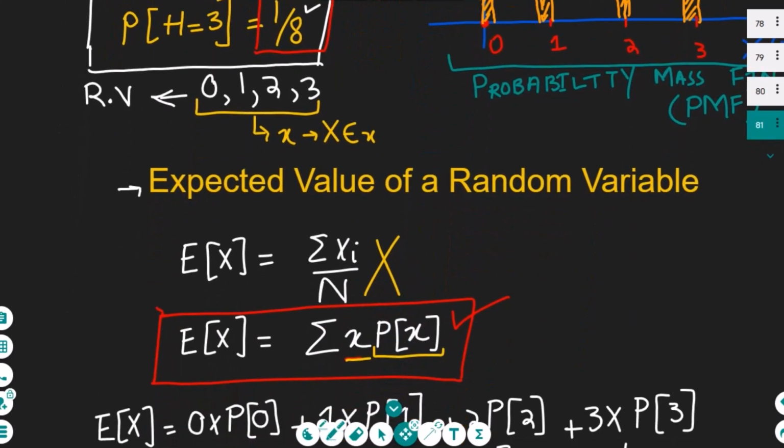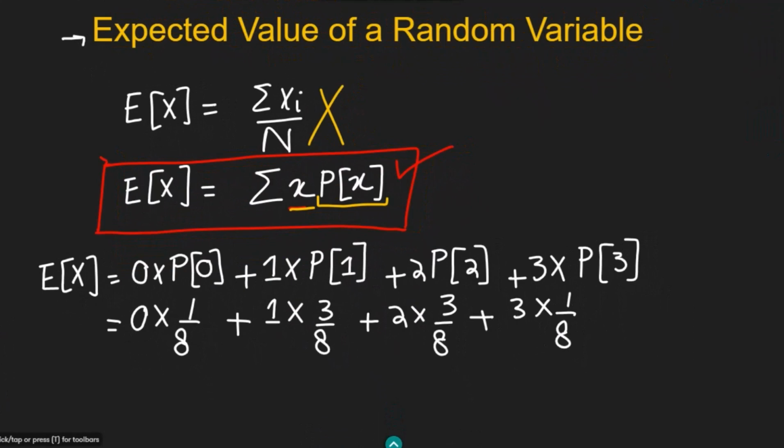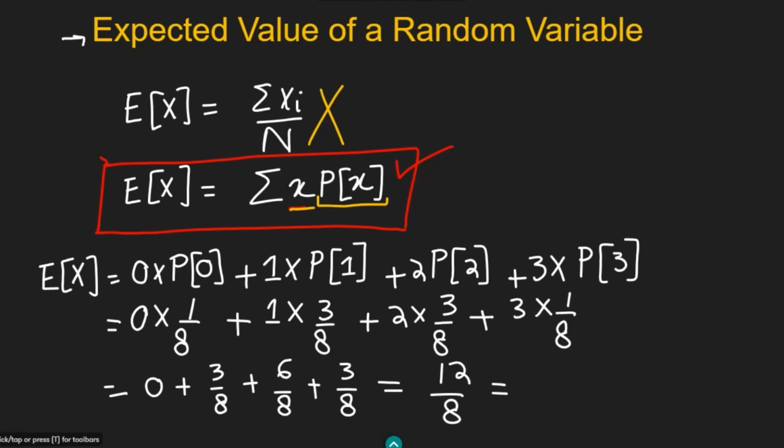So let me proceed to our question. Here we would have 0 plus 3 by 8 plus 6 by 8 plus 3 by 8. Adding them, 3, 3, 6, so it will be 12 by 8, or 3 by 2. At the end we will get the expected value equal to 1.5.